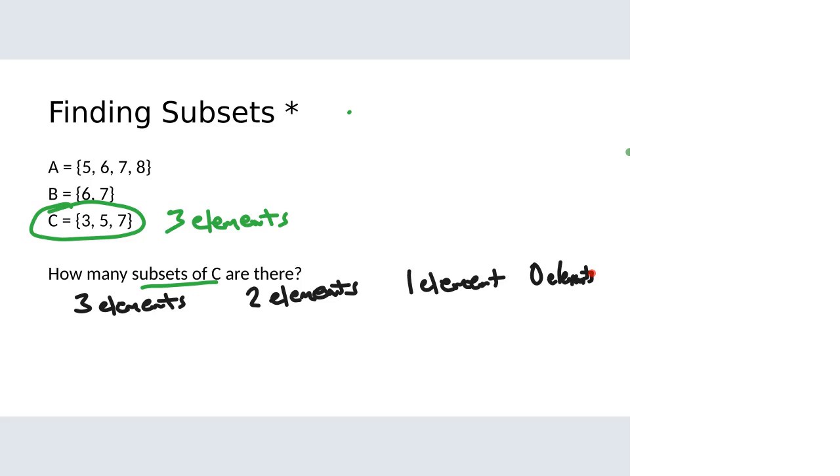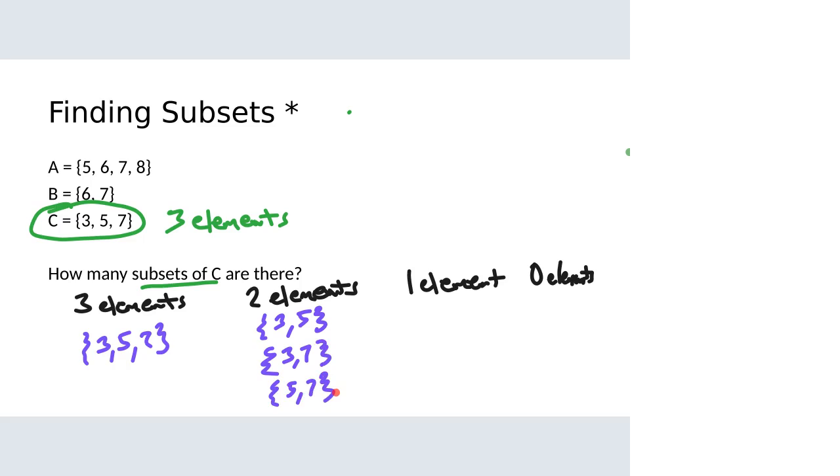So I know I want to count this empty set here. And when I list these, so 3 elements, that's just 3, 5, 7. That's the only set with 3 elements that would be a subset of C. Now with 2 elements, well, I could put the 3 with the 5. I could put the 3 with the 7. And then I could put the 5 with the 7.